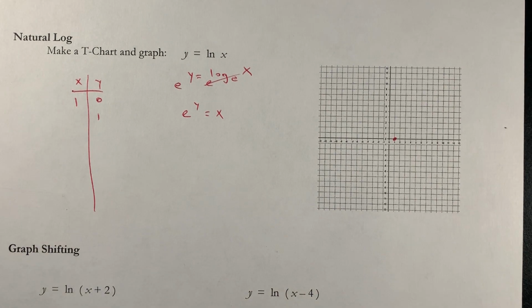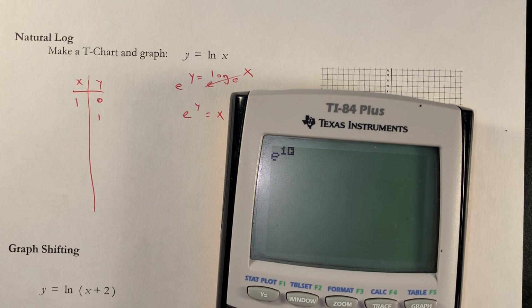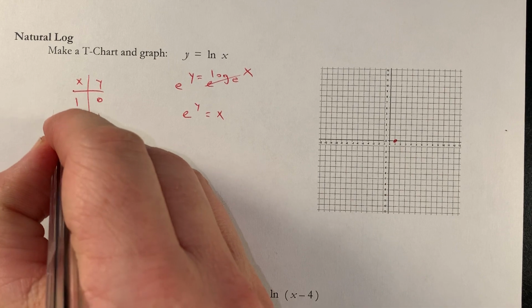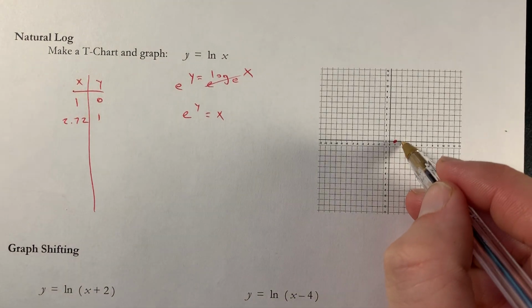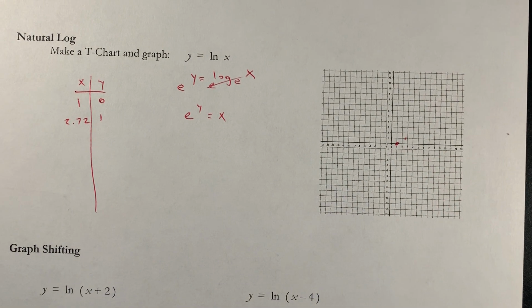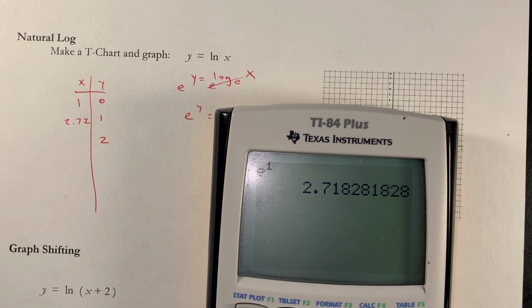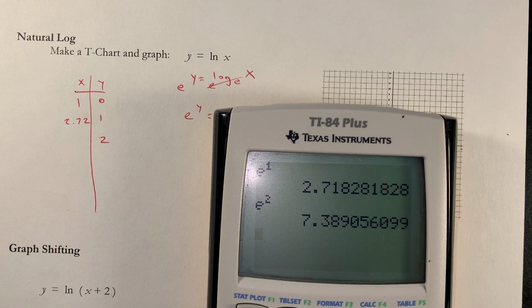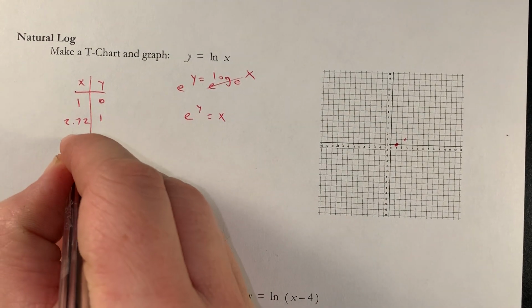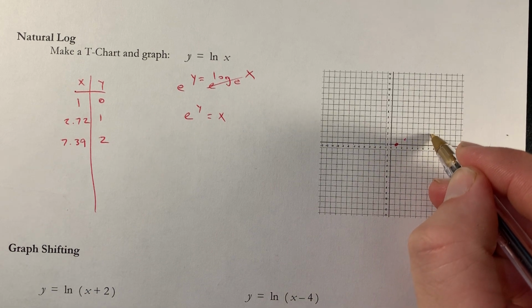E to the first power. Okay, remember e is a number, not a variable. So e to the first power is 2.72. Okay, so over 2.72 up 1, so somewhere around there. Okay, next we'll put in a 2, e to the second power, 7.39. So over 7.39 up 2, somewhere around there.